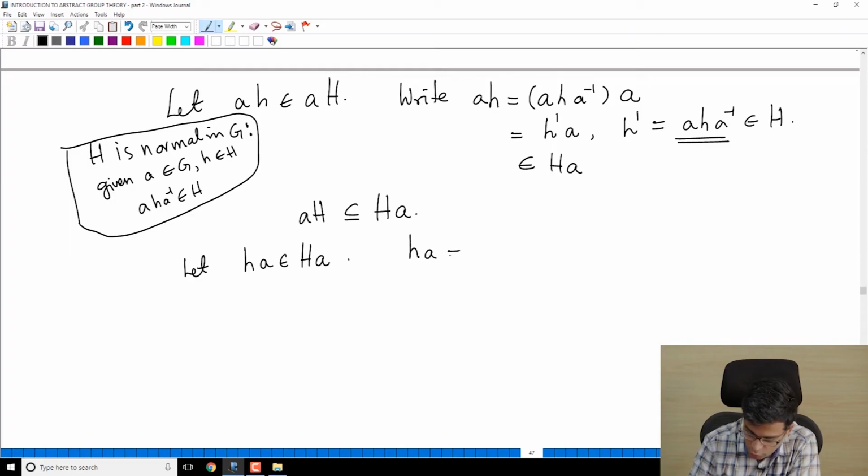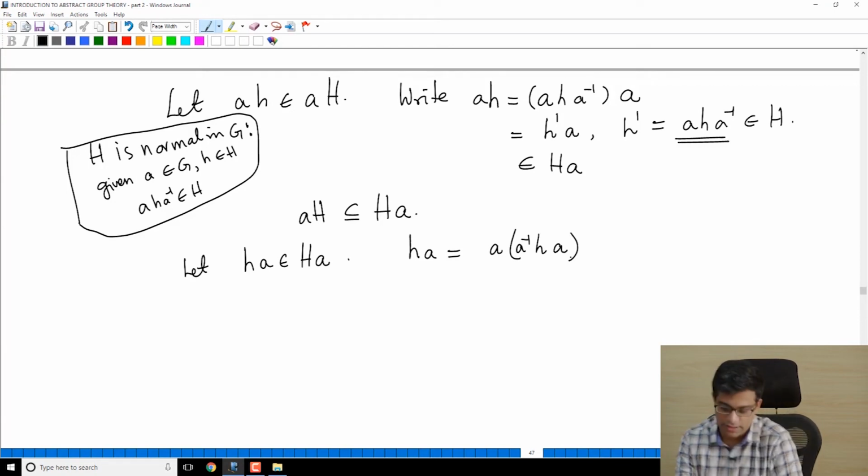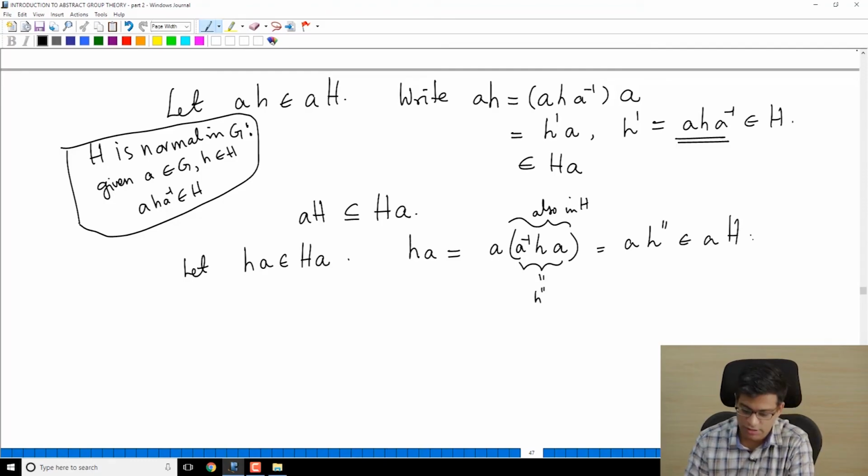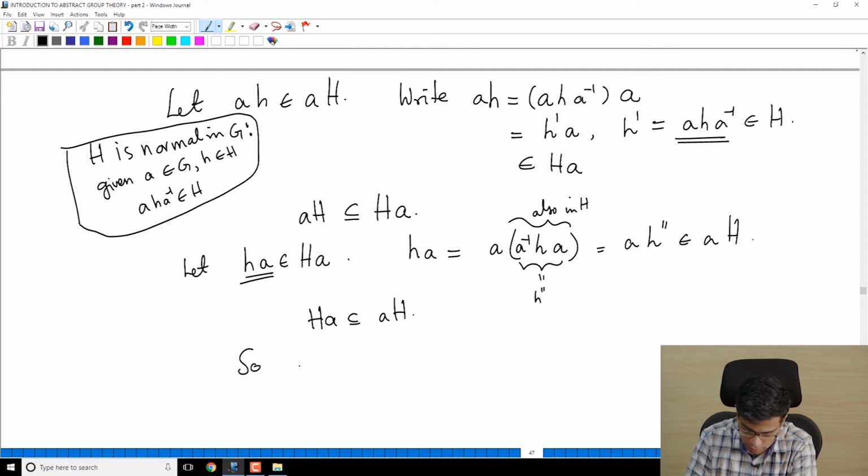Then what we write as before, let's write it as A times A inverse times HA, right? That is the same as this because of associativity. But if AHA inverse is in H, this is also in H, right? So call this H double prime. AH double prime, and this, by definition of a left coset, is in AH. So every element, arbitrary HA, is in AH. So HA is in AH. Hence AH equals HA.